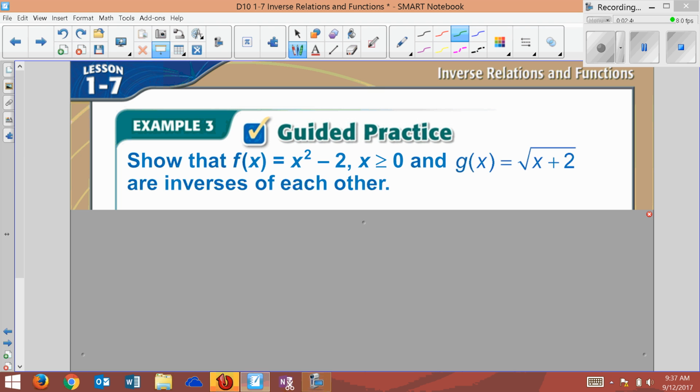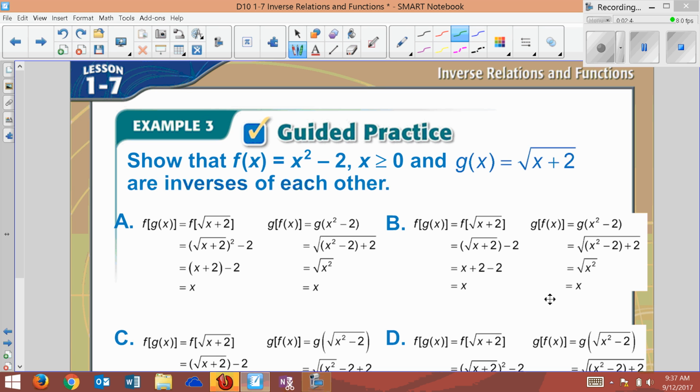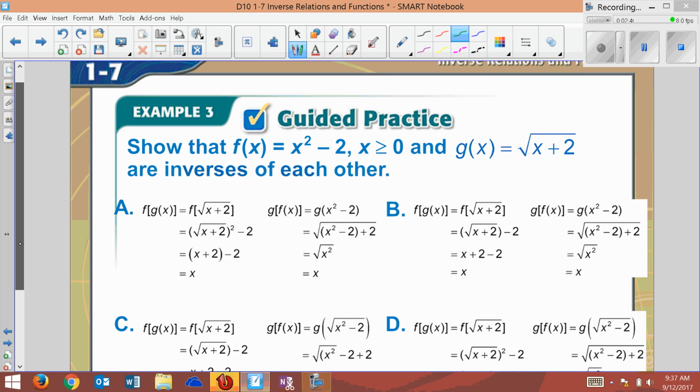All right. Here's one for you to try. See that these, in fact, are inverses. Check the work and see which one's correct.